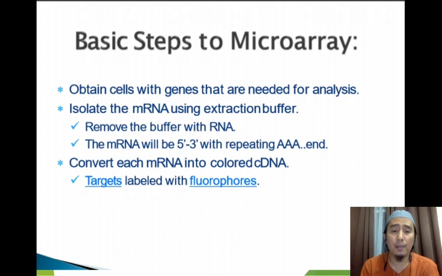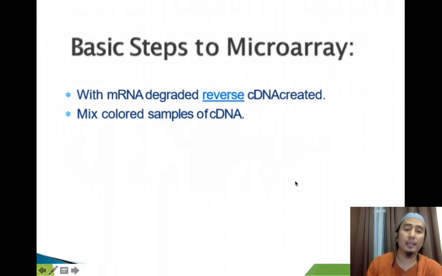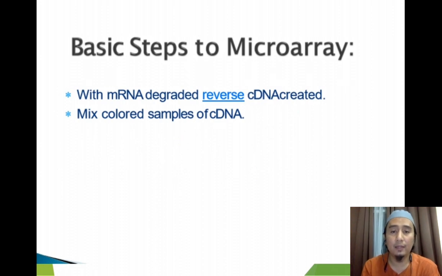Then you need to convert each mRNA into colored cDNA, right? The mRNA needs to use reverse transcriptase to do reverse transcription. Then the transcribed cDNA will be converted into colored cDNA, so the target is labeled with fluorophore, either in green or red color. Next, with the mRNA degraded and the reverse cDNA created, you have a mixed color sample of the cDNA. This one I explained just now.